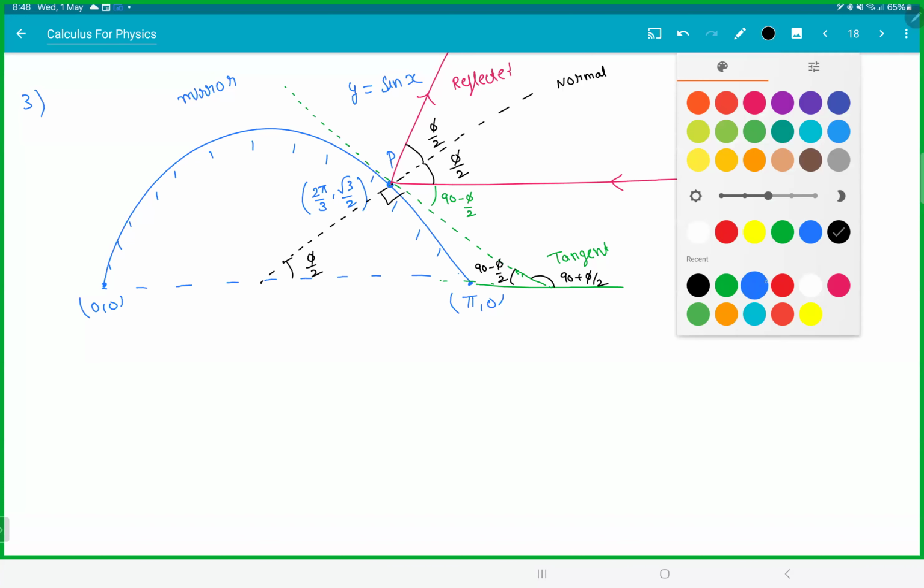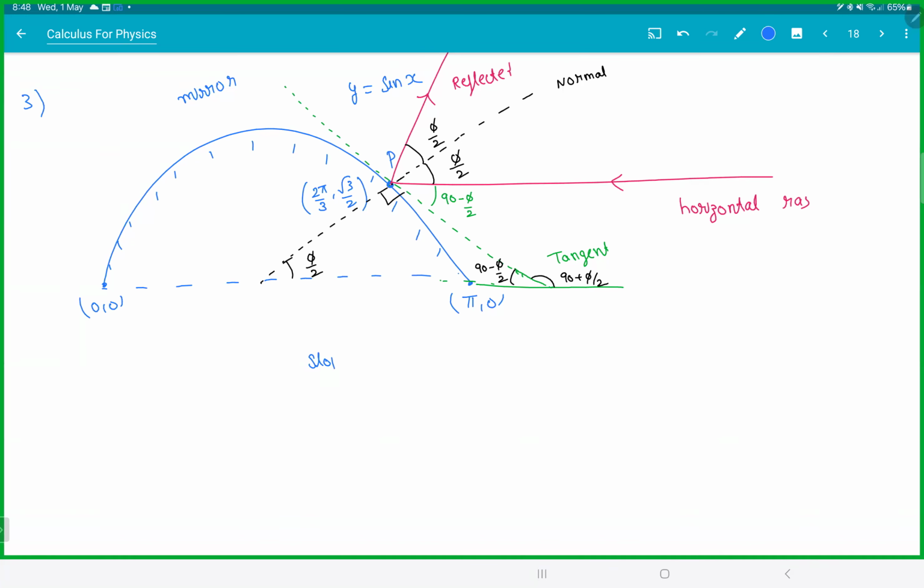So what is the slope? Slope of the tangent is tan of the angle 90 plus φ/2, which is nothing but minus cot φ/2. Tan 90 plus theta is minus cot theta. Clear? And then, what is the slope of the tangent also? Slope is nothing but dy by dx.